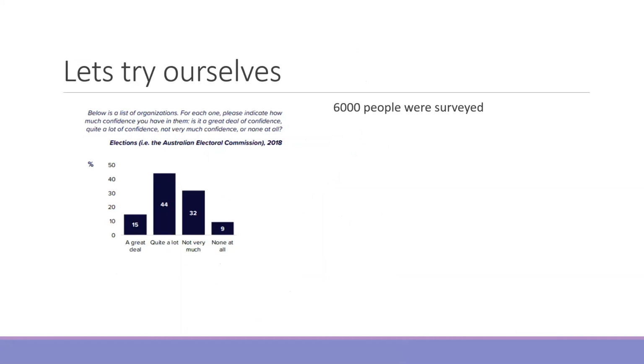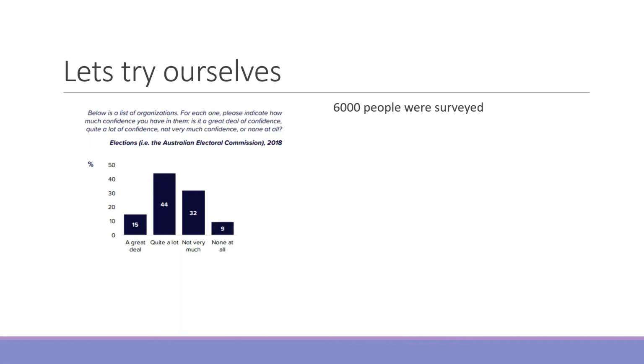Below is a list of organizations for which each one, please indicate how much confidence you have in them. So it's talking about how much people trust the elections, or how much confidence they have. So they had to indicate how much confidence they have in the election. Do people think that elections work? And 6,000 people were surveyed.